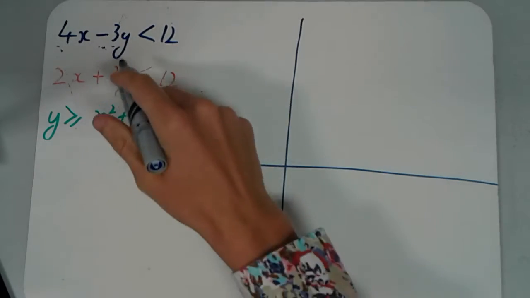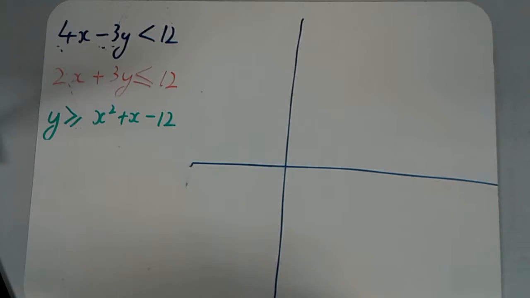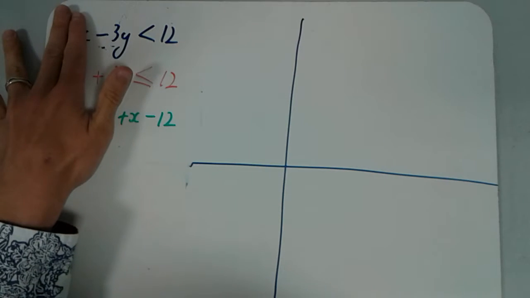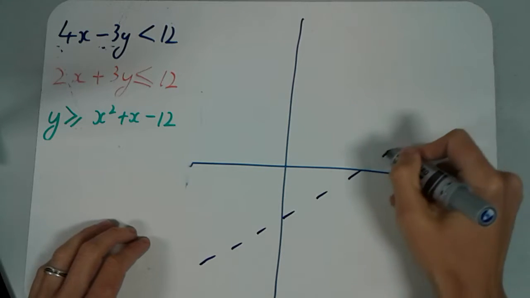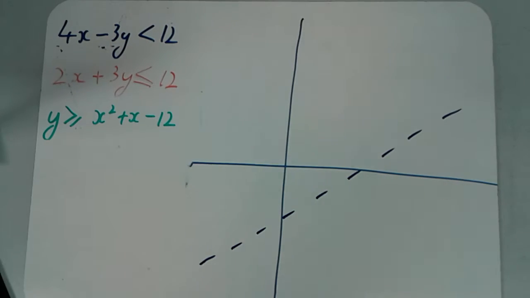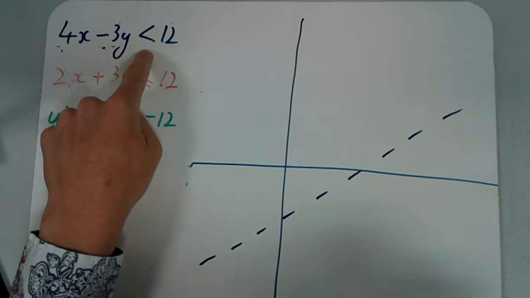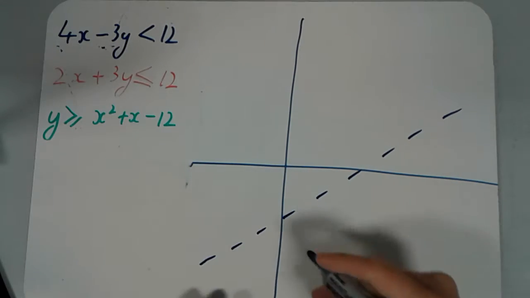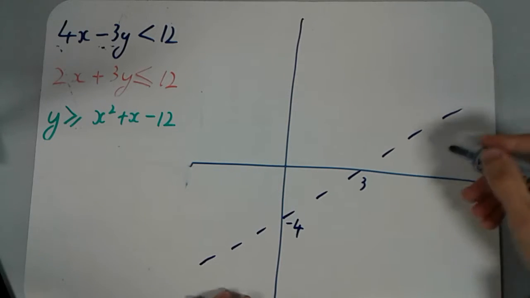Okay? So, for this first line, in this form, it's usually easiest to sketch by finding your x and y intercept. We'll have an x-intercept of 3 and a y-intercept of -4. Notice that I've represented that with a dotted line as it is a strict inequality. I can go up to 12, but I cannot be exactly equal to 12. So let's label our x and y intercepts, -4 and 3.